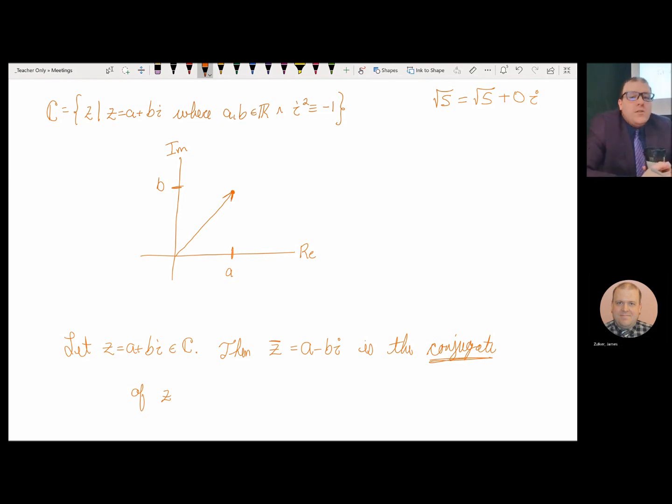Right, so we represent the conjugate of a complex number with a bar over it. That would be read z bar, and all it does is switch the sign of the imaginary component. So instead of a plus bi, it's a minus bi.